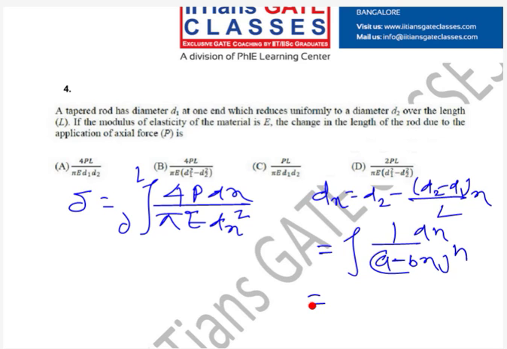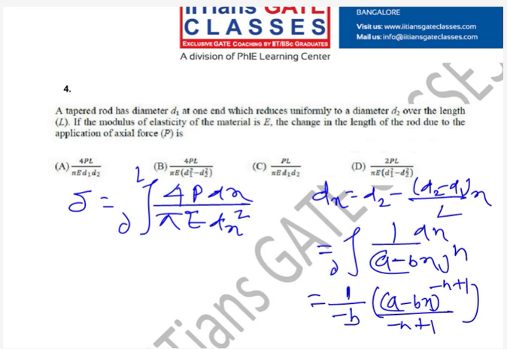Now what is the integration of this? Anyone? It is always 1 by minus b. Integration of (a minus bx) to the power minus n, is (a minus bx) to the power minus n plus 1 upon minus n plus 1. Am I correct? And the integration limit will be, suppose it is 0 to L. Is it clear? Is this integration clear?